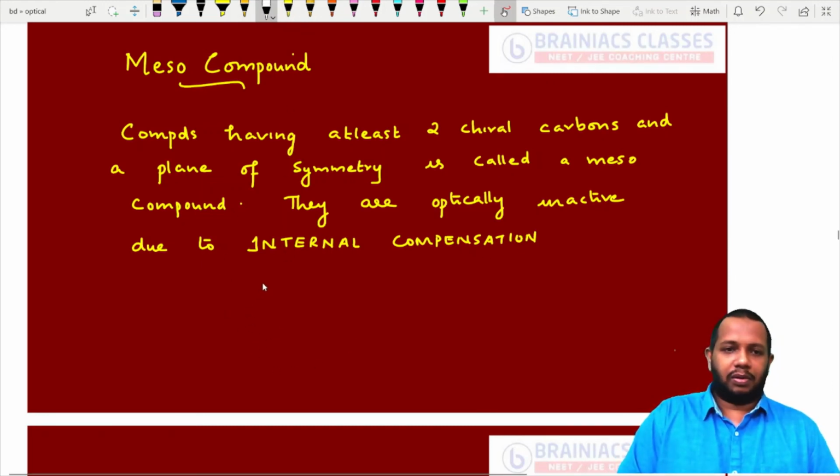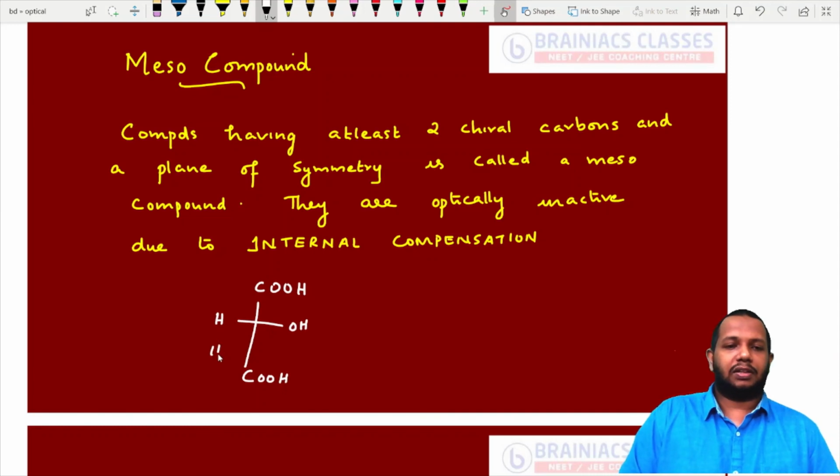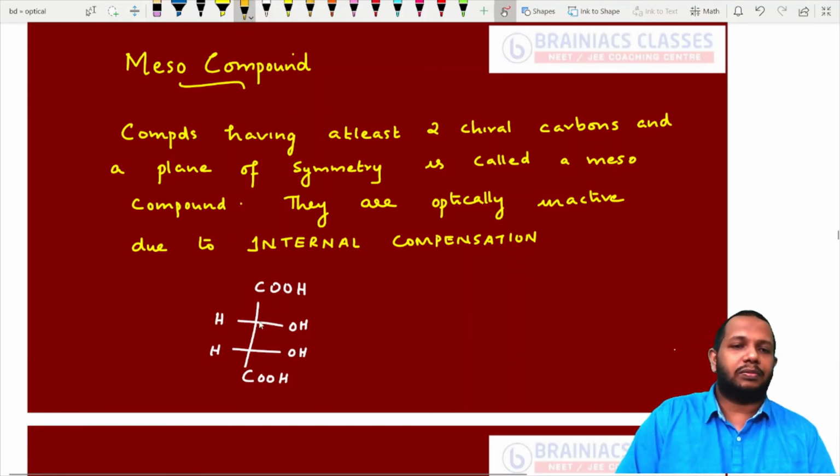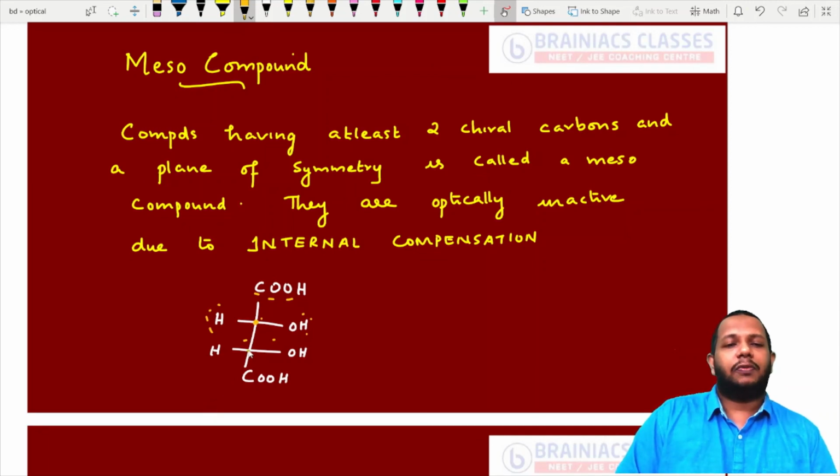Suppose you have a compound like this, COOH. This is called tartaric acid. COOH, and this is COOH, and you have HOH present here, and HOH present here. Now if you look at this carbon alone, it has hydrogen, OH, COOH, and the fourth valence is some big group. So this is chiral. And if I look at this carbon, this is hydrogen, this is OH, this is COOH, and this is some big group.